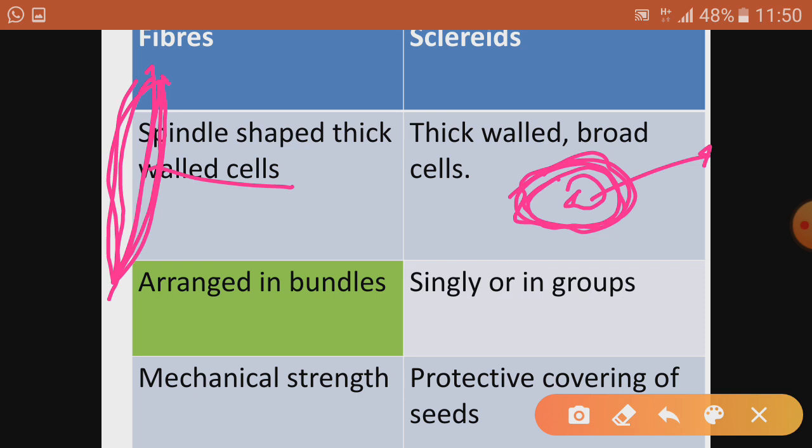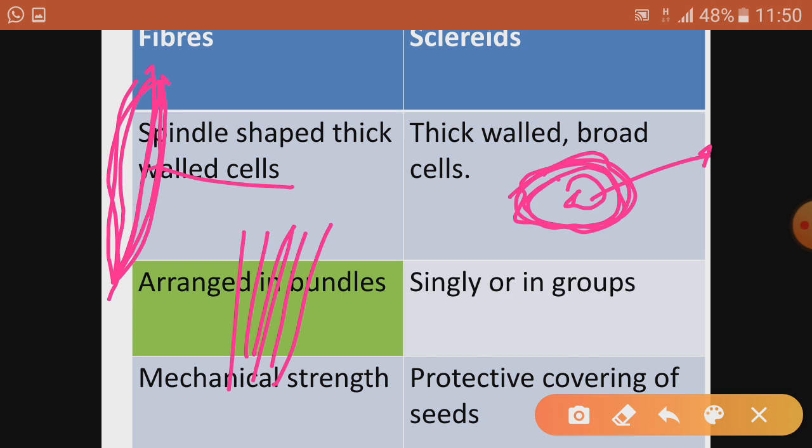Now, the second point is, in case of fibers, fibers are arranged in the form of bundles like this. They are long, elongated, and they are present in the form of bundles, and they provide strength to the plant. Again, why is the strength required? Because they do not have a skeletal system. So, by these means and ways they are provided the mechanical strength.